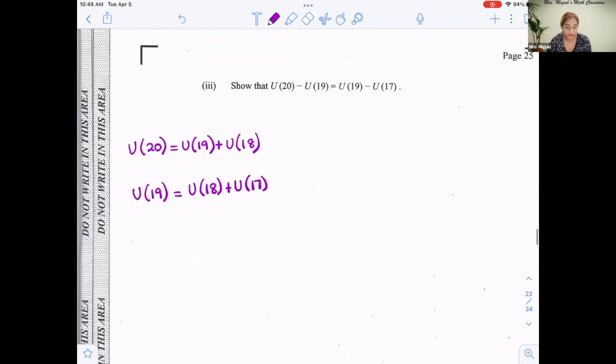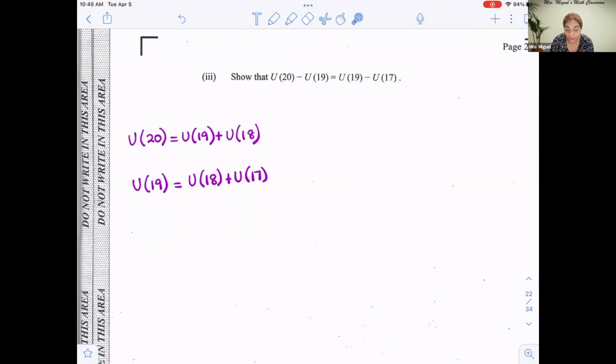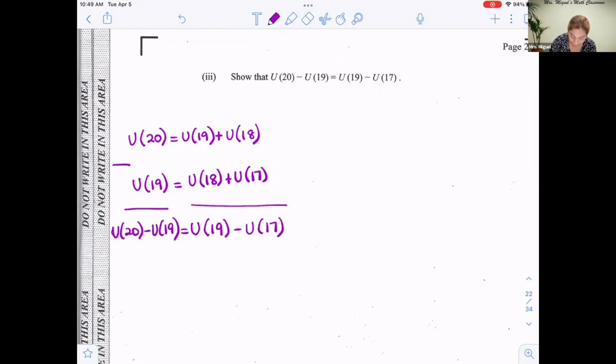Now, look, we are going in the right direction. The answer we're looking for is U19 minus U17. Here, I have those terms. So if I subtract, U18 minus U18 will give me 0. And this will be U19 minus U17, and this is U20 minus U19. And this was QED, quite easily done. What I'm trying to show you is that this is going to cancel when we subtract it. Did you all get that? Yes, Miss.